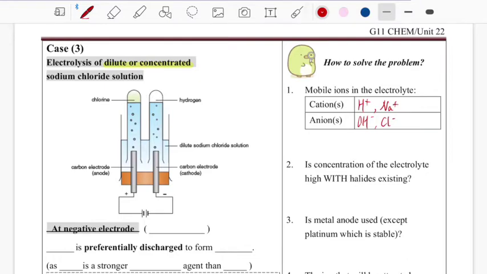Then secondly, we need to consider, are there any halide ions in the electrolyte? And the answer is yes, we have chloride ion. And then we need to consider, is it in high concentration? In this case, we consider it as a high concentration, so we would give an answer of yes for this question. And the ions that exist are halide ions. Then we move on to the third step. Is a metal electrode used here? If we look at the setup for this case, we use carbon electrodes for both electrodes. So that's an inert electrode, and we can answer no for this question.